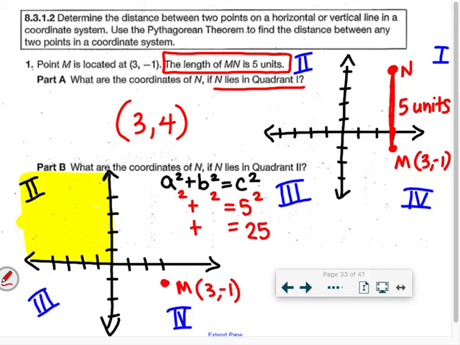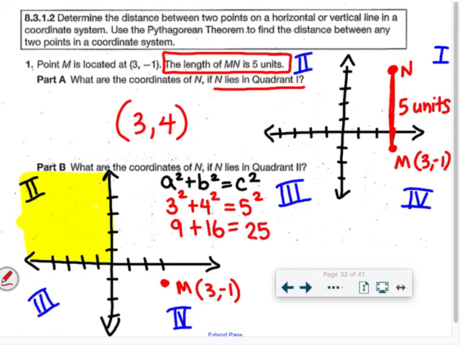Now we've seen this particular special right triangle, this Pythagorean triple. We've seen it before. So the Pythagorean triple that we're looking for is a 3, 4, 5 Pythagorean triple. Because 3 squared is 9 and 4 squared is 16. They add up to 25. So the horizontal and vertical distances that we need to use are 3 and 4.